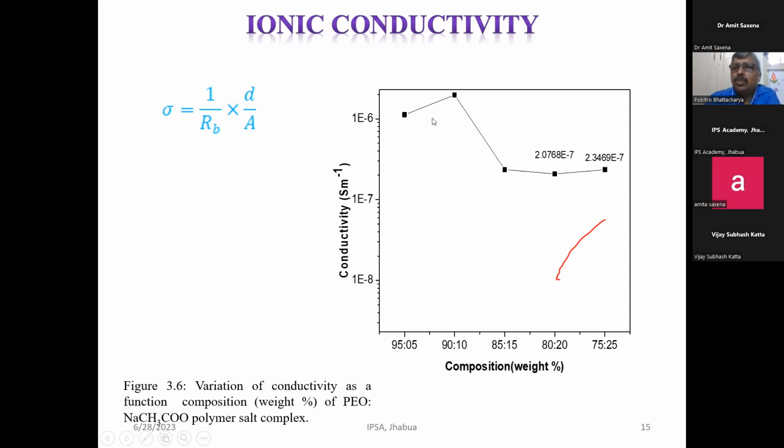But anyway, this is the general trend. So the conductivity will increase. This increase will mean that I am adding more and more ions into the electrolyte. But after that, it drops down. This dropping down is generally due to the formation of higher charge multiplets.